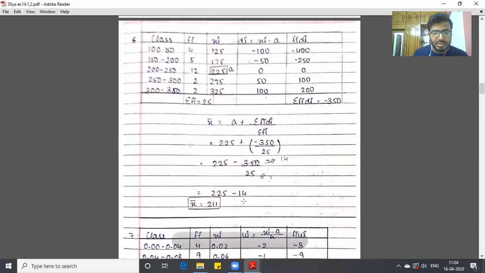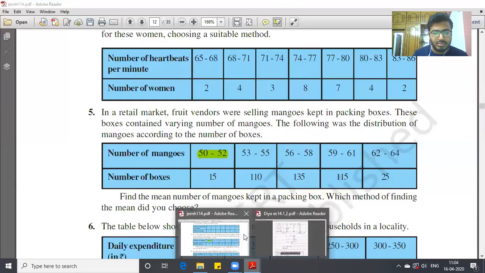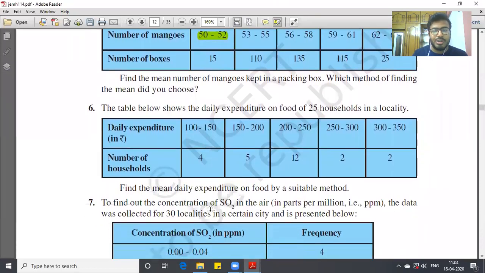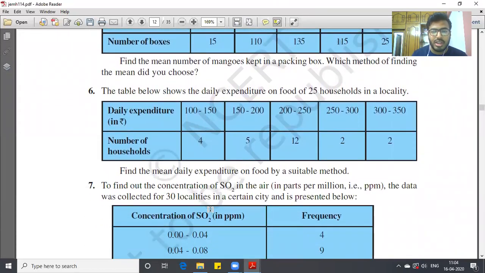Now the next question, the sixth one. The table shows the daily expenditure of 25 households in a locality. Daily expenditure is written 100 to 150, meaning how many households spend 100 to 150 in a day? 4 houses are there. Now 150 to 200, 5 houses are there. 200 to 250, 12 houses. 250 to 300, 2 houses, and it goes on. So find the mean expenditure on food by a suitable method.